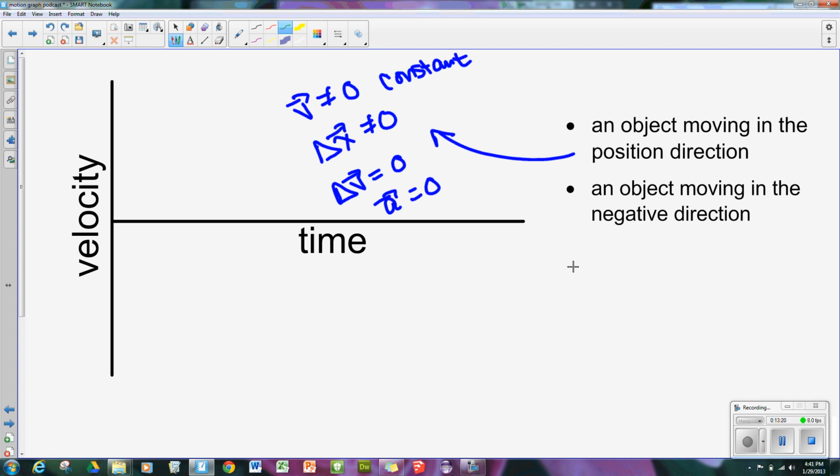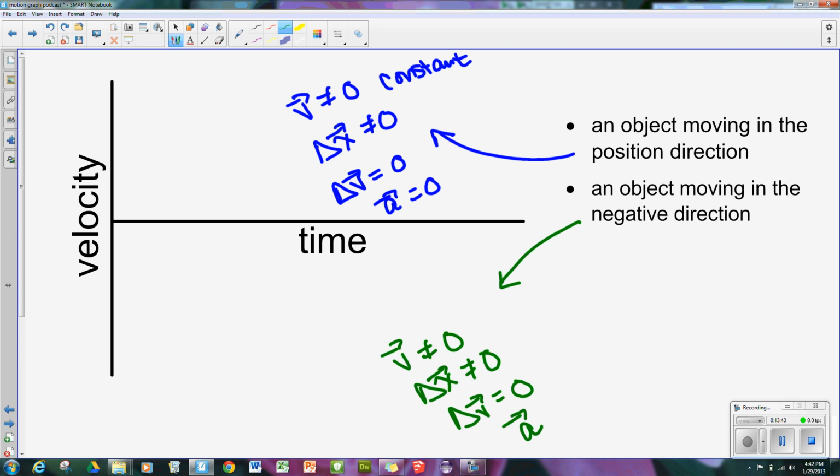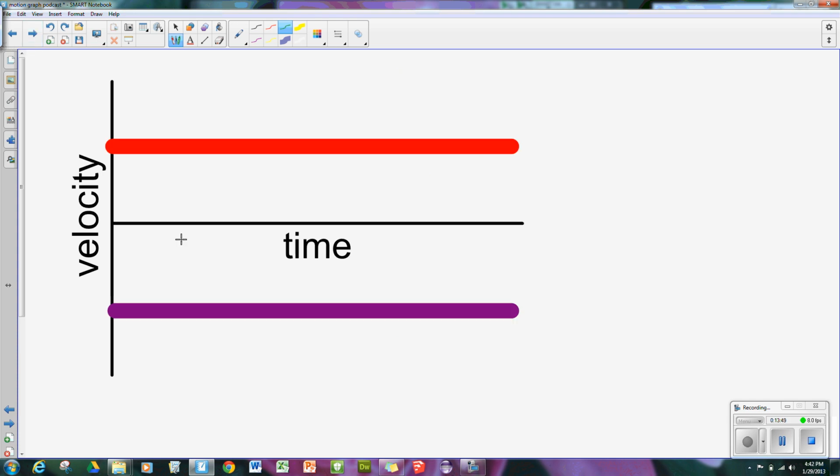And then if we look at an object moving in a constant negative direction, the velocity is not equal to 0. The displacement is not equal to 0. The change in velocity is equal to 0 because it's not changing, which means the acceleration, which depends on the change in velocity, will equal 0. So it will look like this.